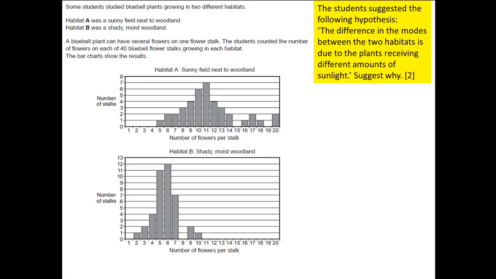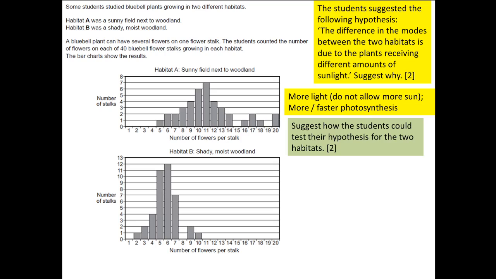The student suggested the following hypothesis. The difference in the modes between the 2 habitats is due to the plants receiving different amounts of sunlight. Suggest why. Why means I need to give a reason. Why do I get more flowers in a sunny environment? Well, more light equals faster photosynthesis. It's a question about light, isn't it? If the question talks about light, going back to the first slide we did, the answer is going to be photosynthesis. How can it not be in biology? I guess it could be about sight, but we haven't done the eye yet. Something to look forward to for next year, the eye. But generally, if it's plants and light, it's photosynthesis.